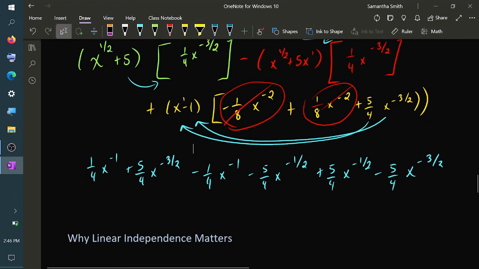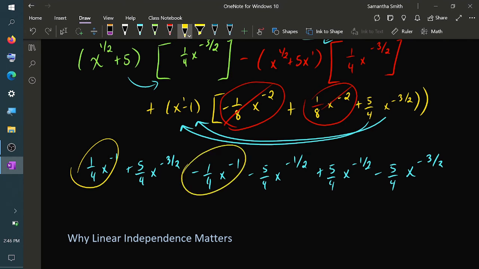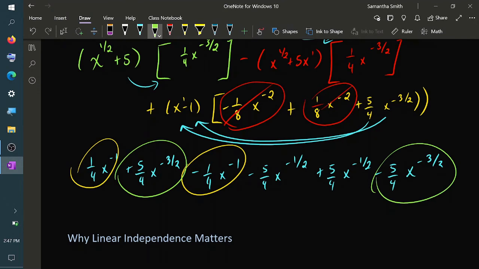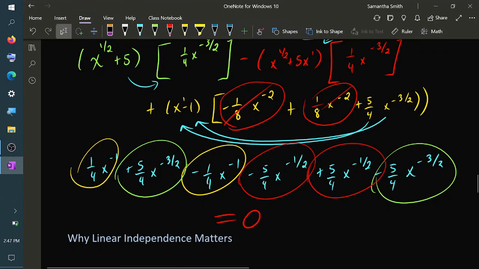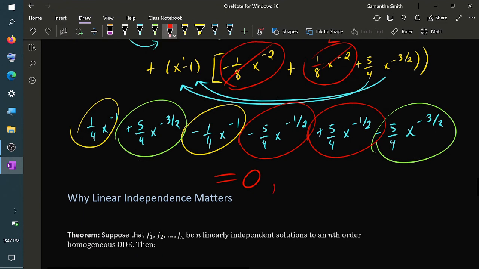Isn't this wonderful? Look at this. We got positive 1/4 x to the negative 1, which cancels with the negative 1/4. We've got positive 5/4 x to the negative 3 over 2, which cancels the final term in the back. And then we have these two terms in the middle, which are opposites and which also cancel. So the result of the Wronskian is 0, and therefore the functions are linearly dependent. There's a redundancy in there. One of them is being covered by the other two.